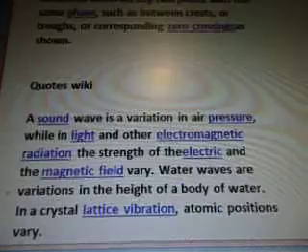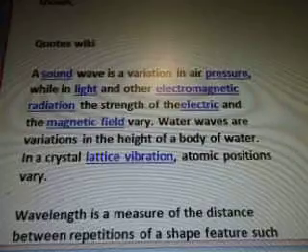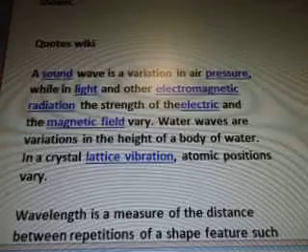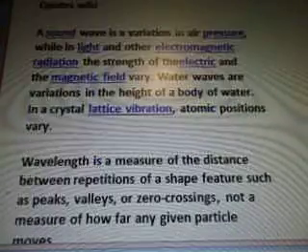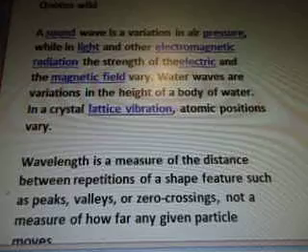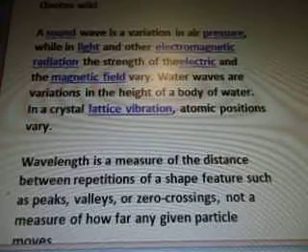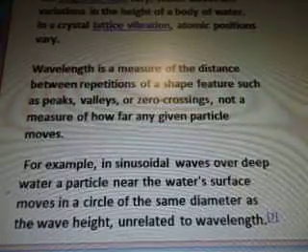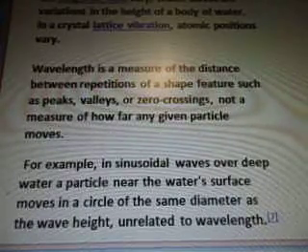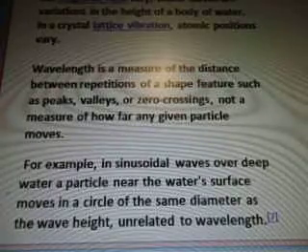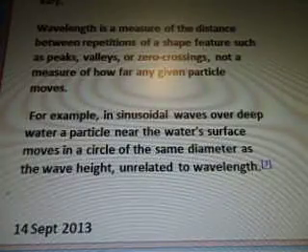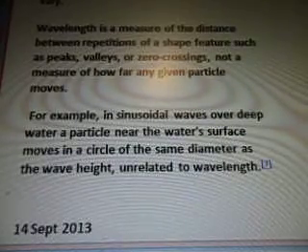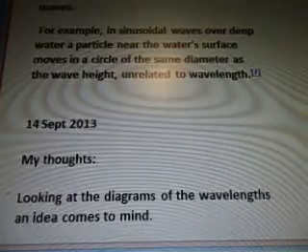Okay. Quotes from Wiki: a sound wave is a variation in air pressure, while in light and other electromagnetic radiation, the strength of the electric and the magnetic field vary. Water waves are variations in the height of a body of water. In a crystal lattice vibration, atomic positions vary. Wavelength is a measure of the distance between repetitions of a shape feature such as peaks, valleys, or zero crossings, not a measure of how far any given particle moves. For example, in sinusoidal waves over deep water, a particle near the water surface moves in a circle of the same diameter as the wave height, unrelated to wavelength.